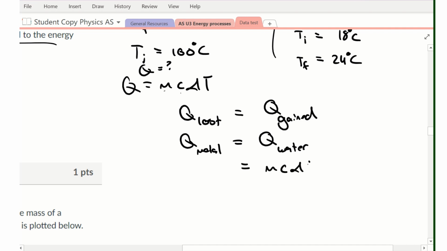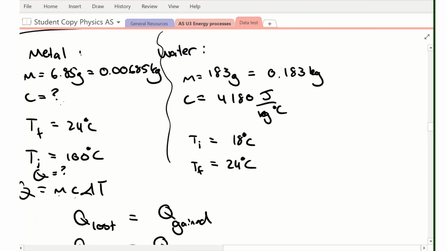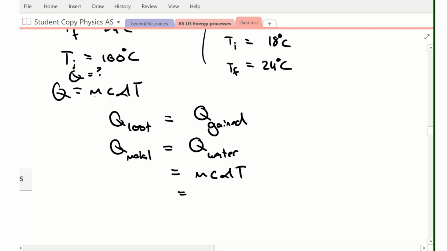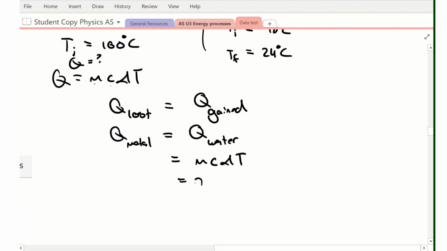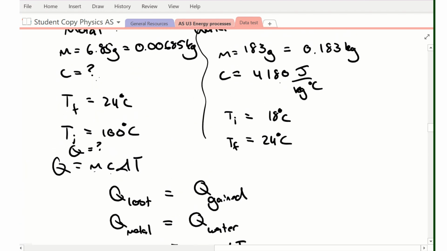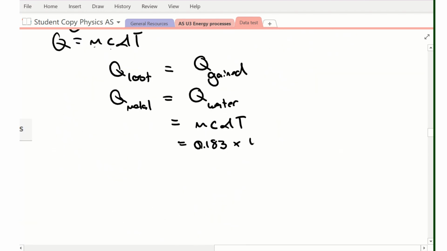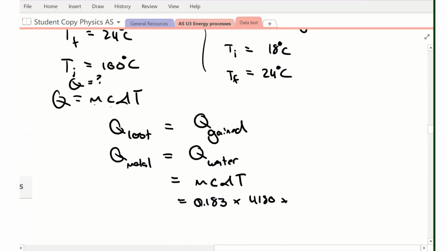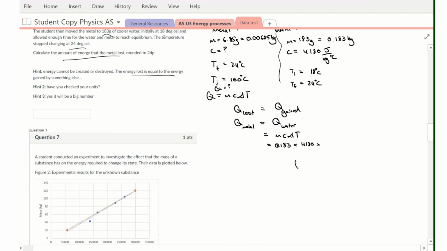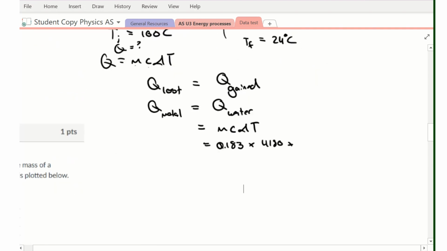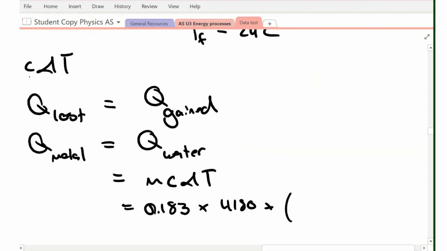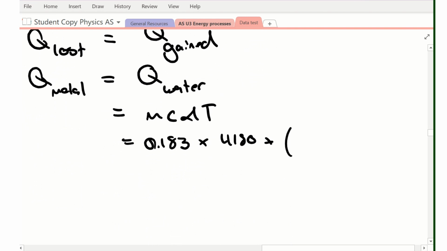It's equal to mcΔT, but this side of the equation is all about water. So let's use the water's information. The mass is, in my case, 0.183 kilograms. The specific heat capacity for the water is 4,180, and they're in the same units. And then our difference in temperature is T_F minus T_I.